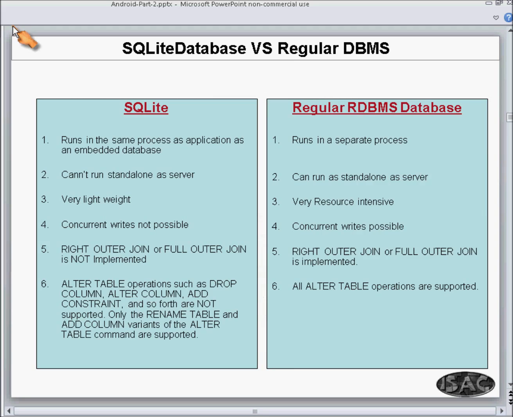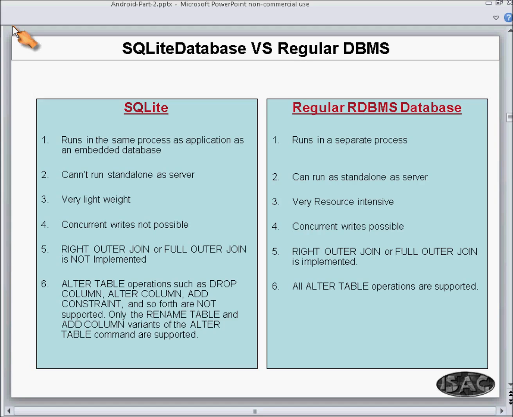SQLite database versus regular DBMS. SQLite runs in the same process as the application, as an embedded database. But a regular RDBMS runs in a separate process. So when you run MySQL or SQL Server or Oracle, it starts its own process. But when you run SQLite, it does not start a new process. It runs inside the same process in which your main application is running. So it is called an in-process database. Can it run standalone as a server so that multiple applications can access it? No, it cannot. But a regular database can be created as a standalone server, and multiple applications can access it.